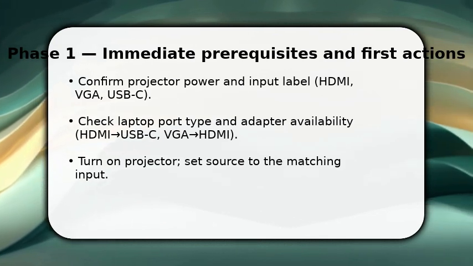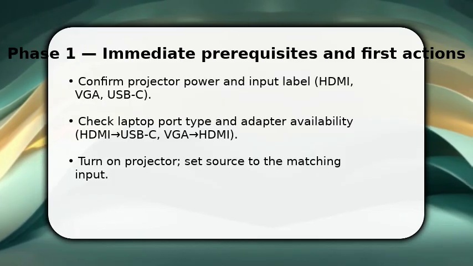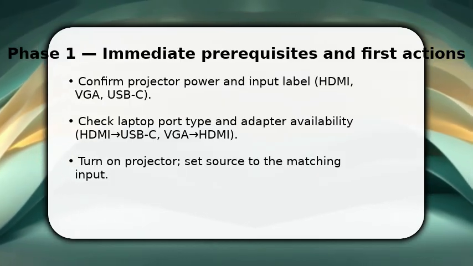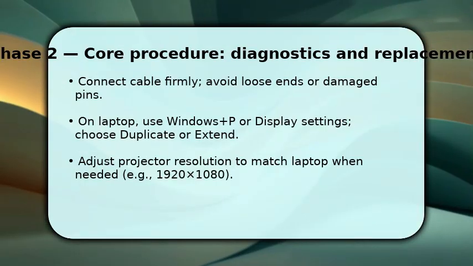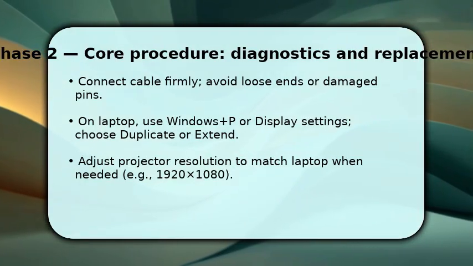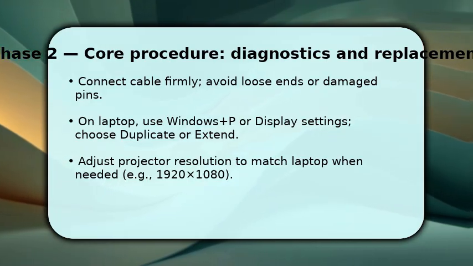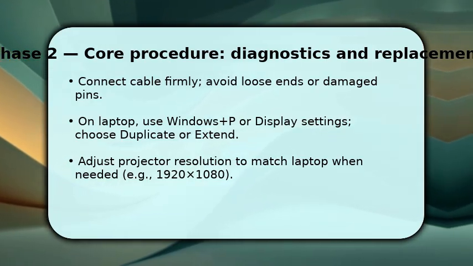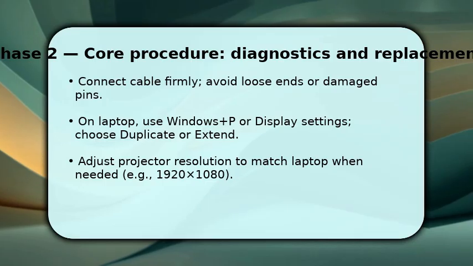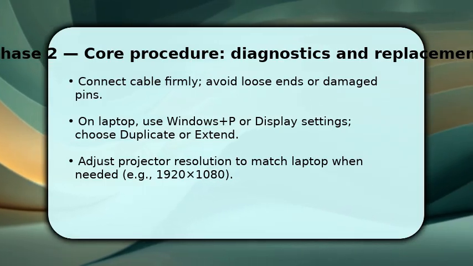Now you establish the signal path. Firmly connect the cable and confirm no pins are bent. A shaky connection causes blank screens. On Windows, press Windows plus P to choose Duplicate or Extend, or open Display Settings to detect the projector. On Mac, open System Preferences, then Displays, and press Detect Displays if needed.